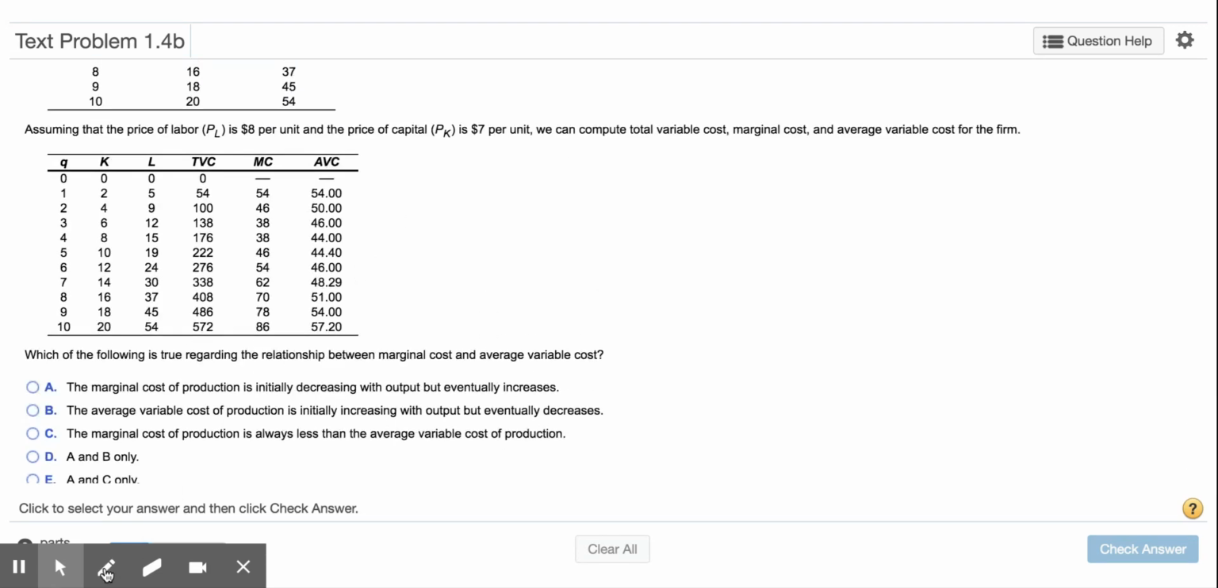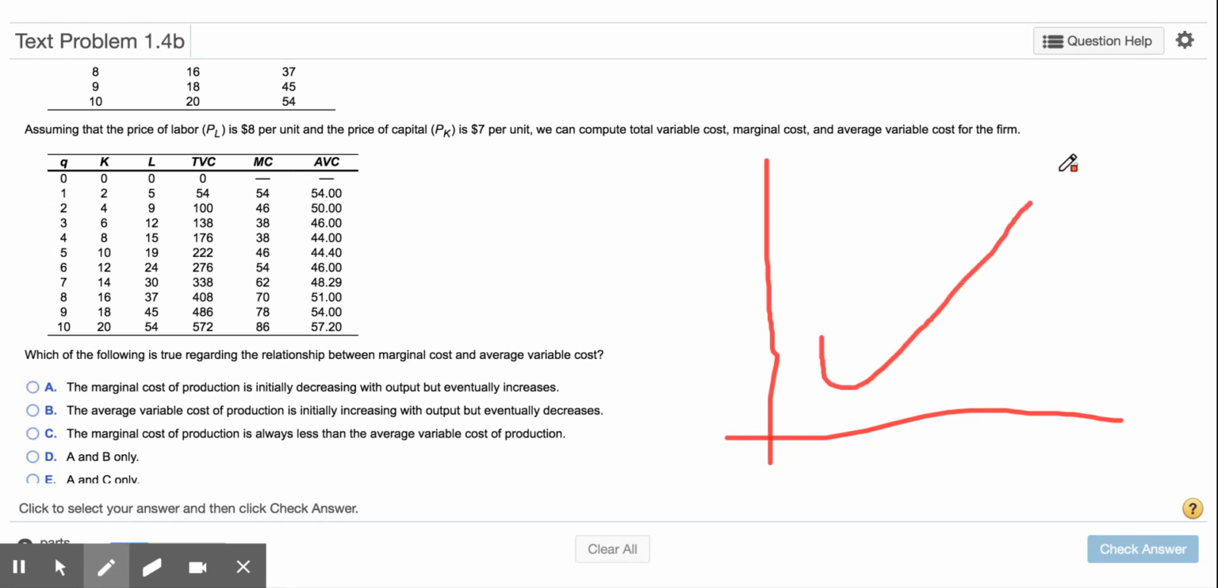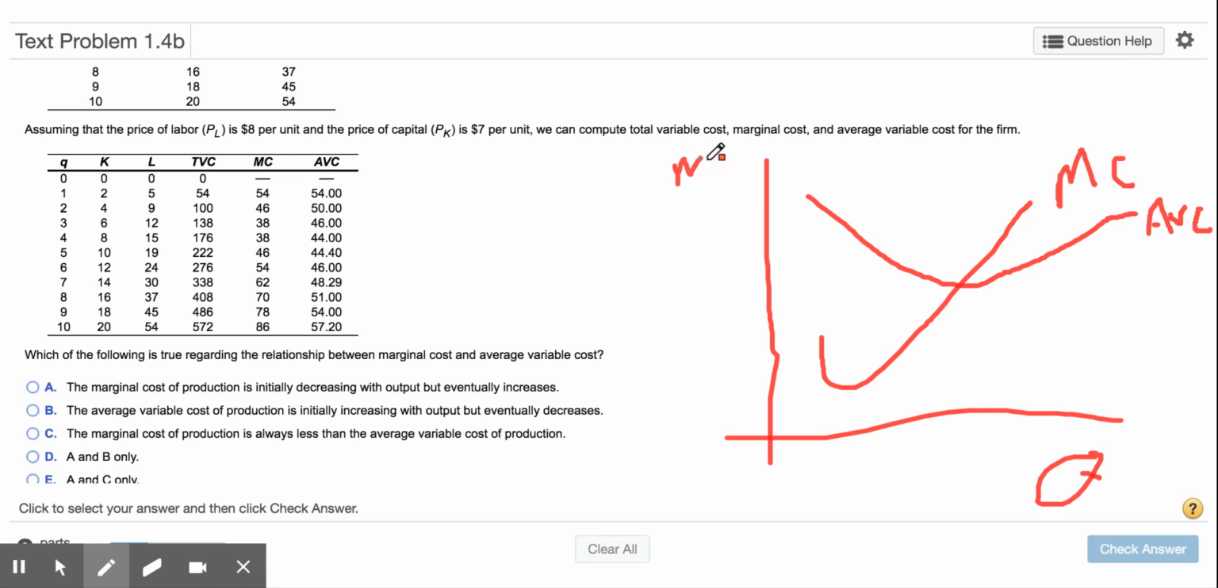It's important to understand, you can't see that from the table. When we derive the marginal cost, we get a curve like this. So this is marginal cost. And we get something like this, the U-shaped average variable cost. Maybe it's easier to visualize it. Over here we have the amount of output, and this is marginal cost and average variable cost.